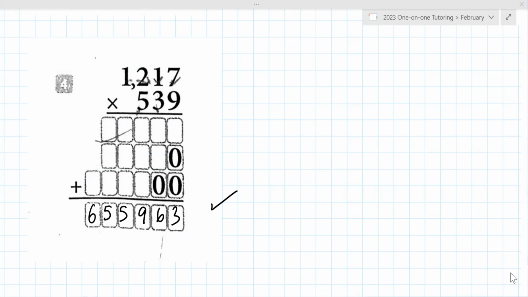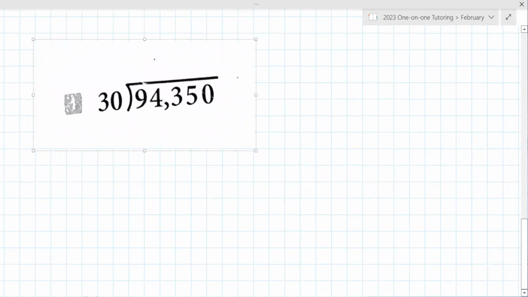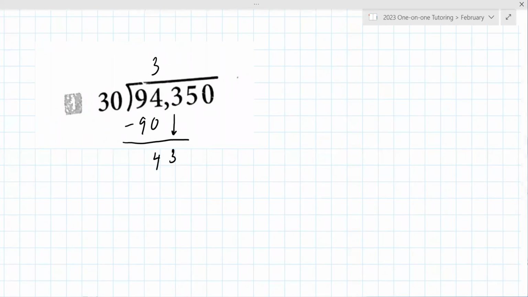Well, I know for number 1, 30 can go into 94 2 times or 3 times. Three times 30 is 90. So that's a good start. Depending on the number they choose, this can be easy or hard. You always bring just one digit down. You don't want to bring multiple down.